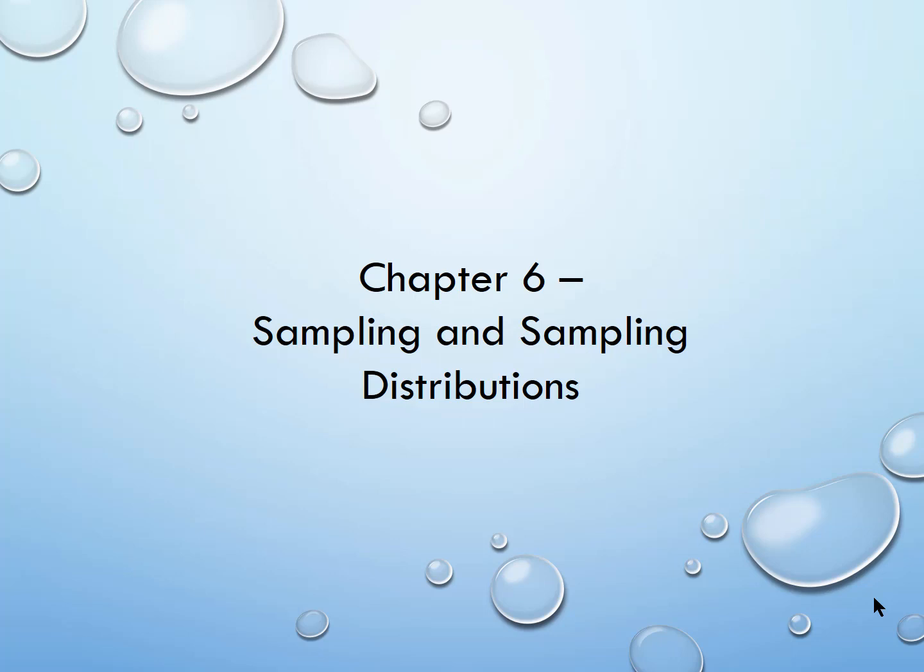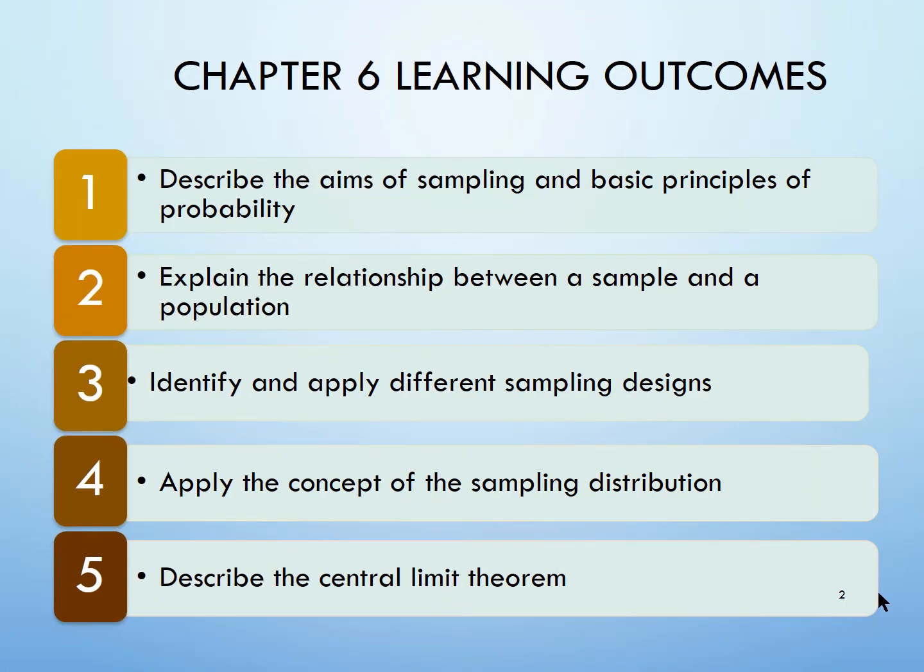So let's begin with chapter 6. After this chapter, you will be able to describe the aims of sampling and basic principles of probability. You will be able to explain the relationship between a sample and a population. You can identify and apply different sampling designs. You will be able to apply the concept of the sampling distribution and also describe the central limit theorem.